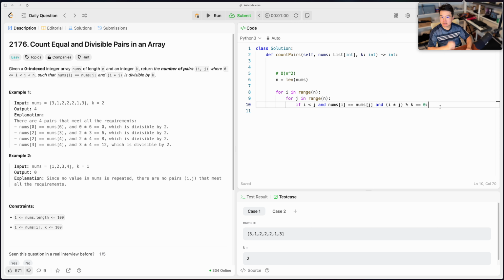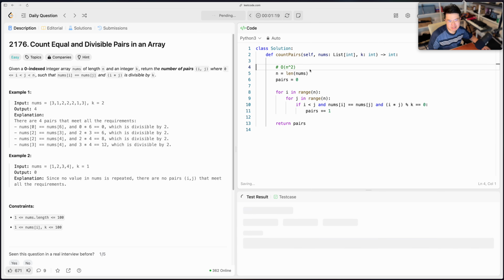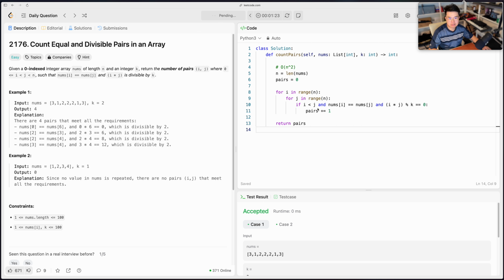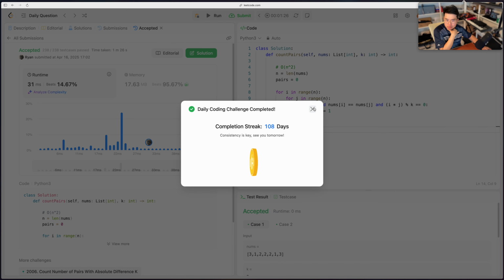If that's true, then we found a pair. Then we can just do pairs += 1, and make sure we have a variable called pairs that starts at 0 so that we can return pairs. I think that's it for brute force. This would be O(n squared). Let's go ahead and submit that. Okay, yeah, that works.